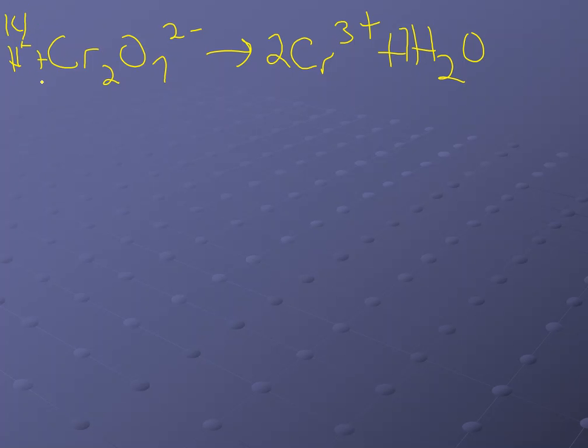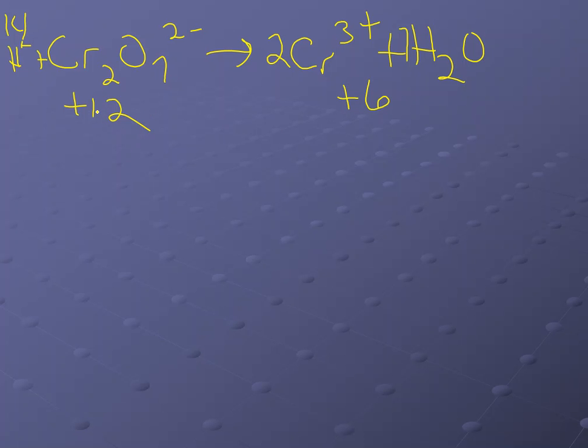Next thing I do is my charges. Okay, so I have a positive 14 here, and 2- here, which is a total of +12 on that side. Over here, the water is neutral. I have 2 chromium ions that are 3+, so the total on this side is a +6. They don't match. I need these numbers to match. How do I make a match?